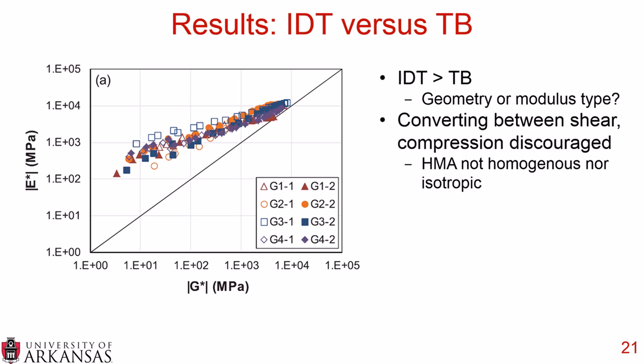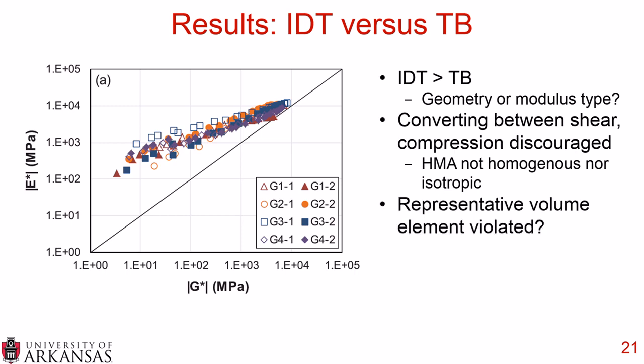And it is discouraged to compare between the shear and the compression modulus. Some people are tempted to take, for example, the compression modulus, the E star, and convert it to the shear modulus, or the G star, but that's discouraged because in order to do that, you have to assume that hot mix asphalt is homogeneous and isotropic. Unfortunately, hot mix asphalt is not homogeneous and it is not isotropic. So it's very difficult to convert between the E star and the G star values.